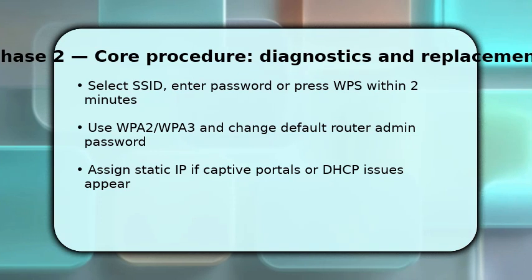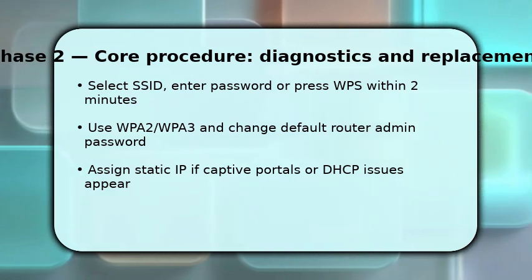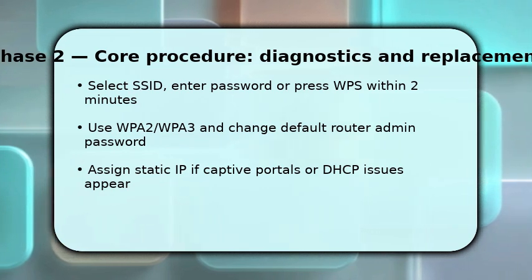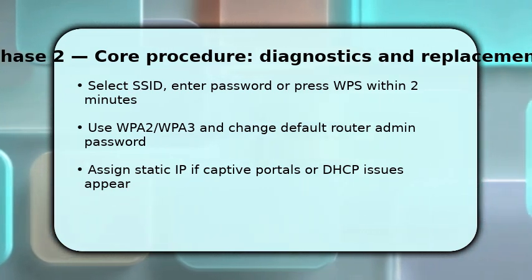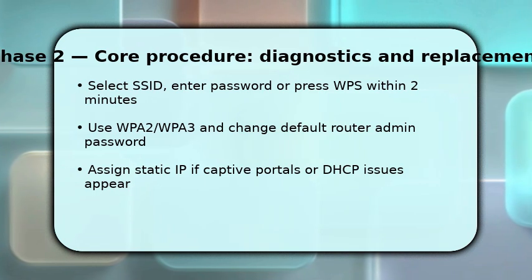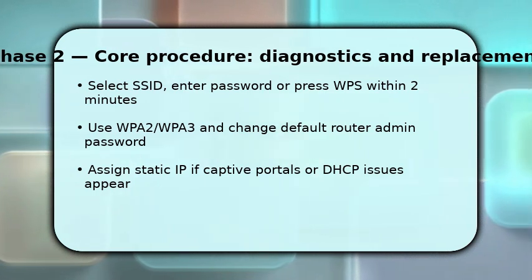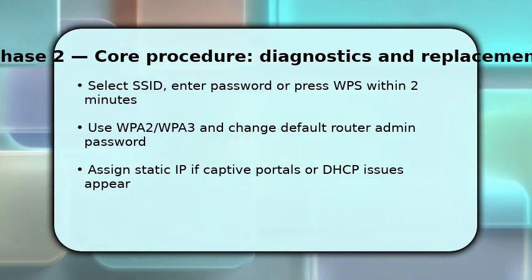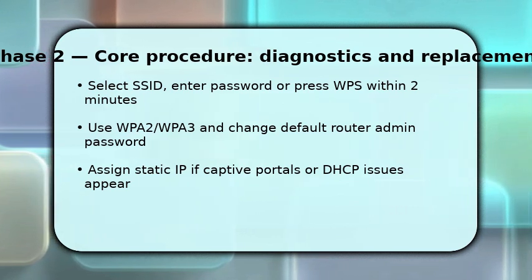You now authenticate. Pick the network, input the password, or press the router's WPS button. Timing matters, so act within 2 minutes. Once connected, verify the security type is WPA2 or WPA3. If not, update the router. Also change the default admin password to prevent unauthorized changes.